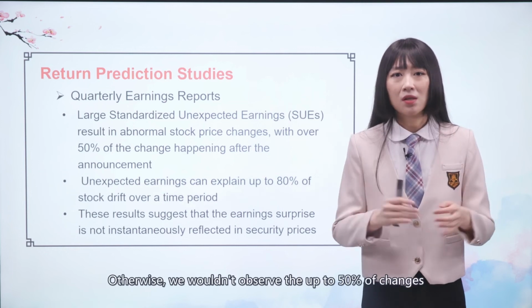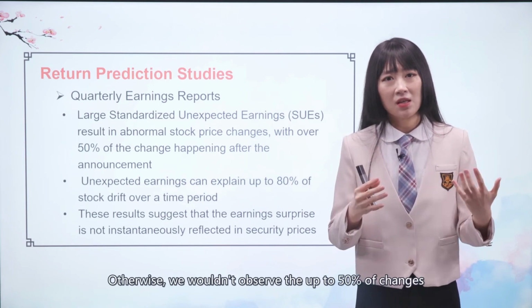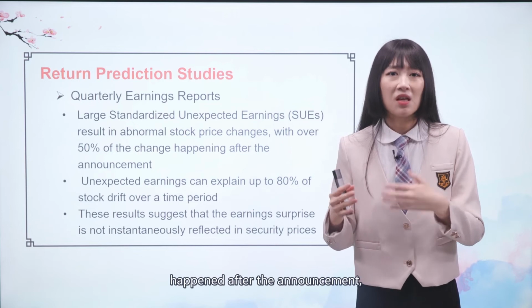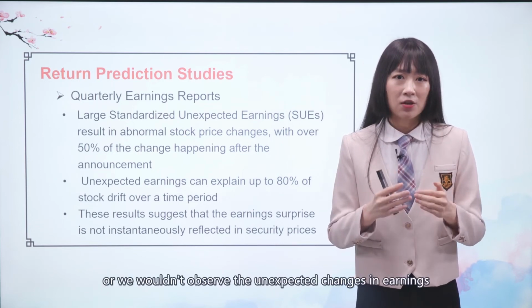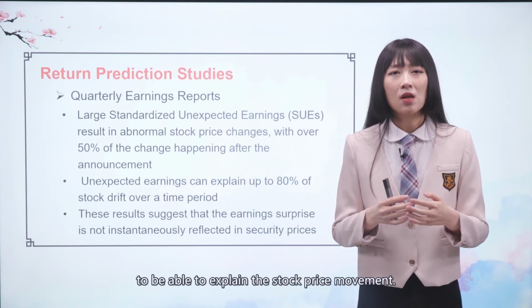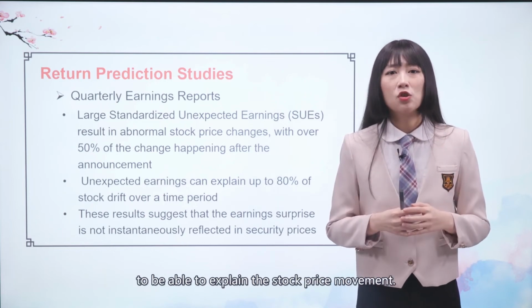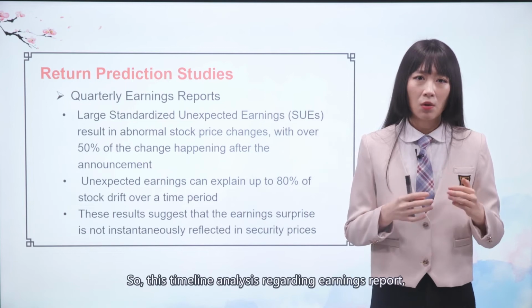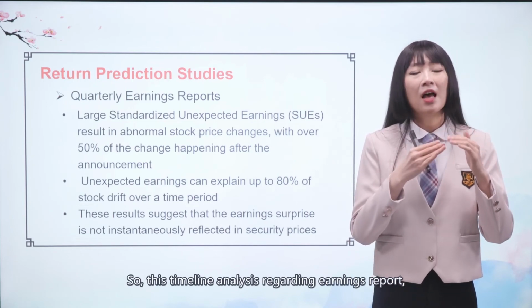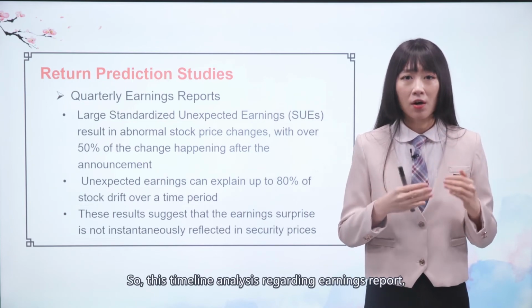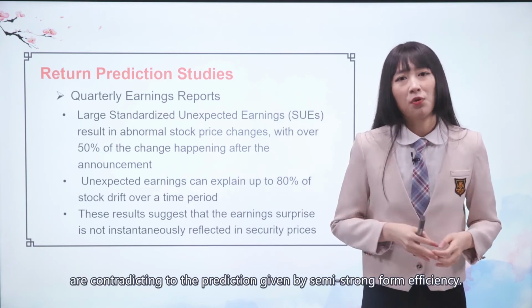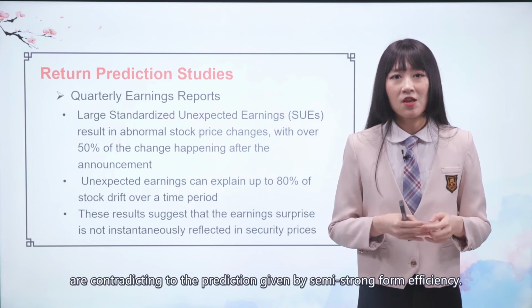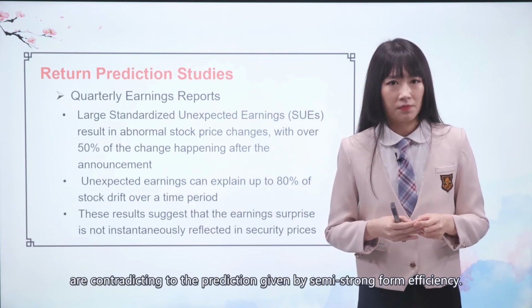Otherwise, we wouldn't observe 50% of changes happening after the announcement, or the unexpected changes in earnings being able to explain the stock price movement. So these timeline analyses regarding earnings reports contradict the prediction given by semi-strong form efficiency.